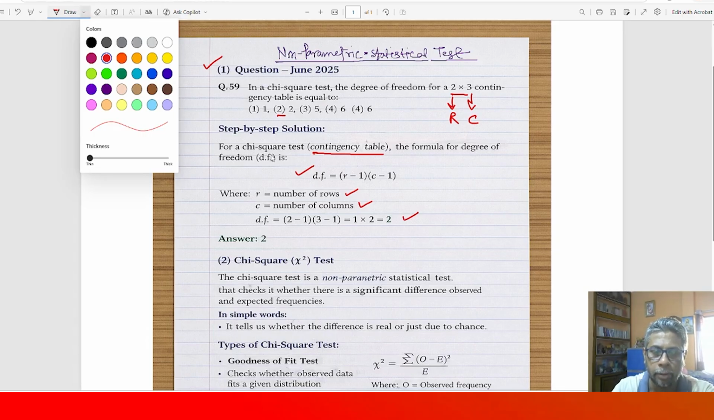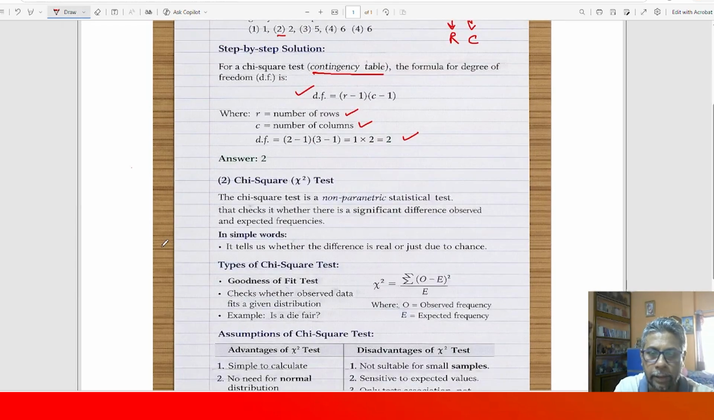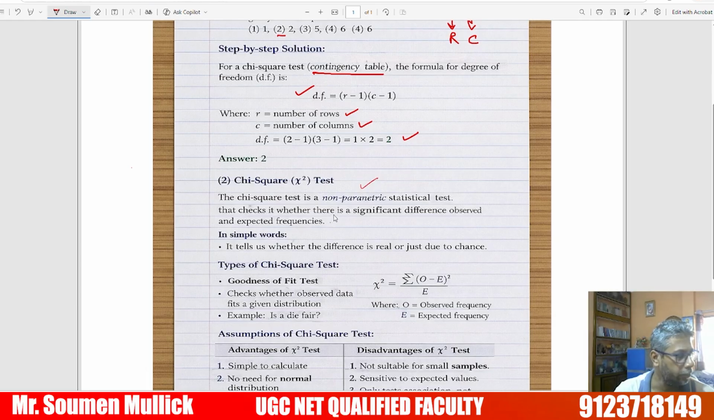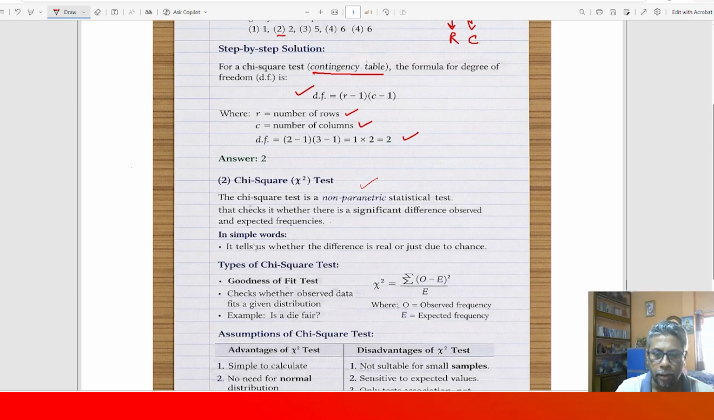Now, we have to understand what the chi-square test is. The chi-square test is a non-parametric statistical test that checks whether there is a significant difference between observed and expected frequency. In simple words, it tells us whether the difference is real or just due to chance. This is a very important point.